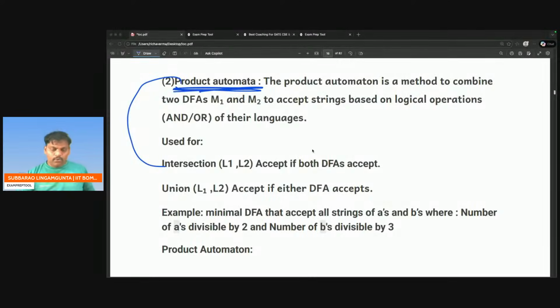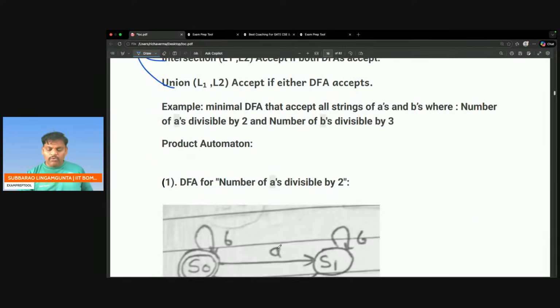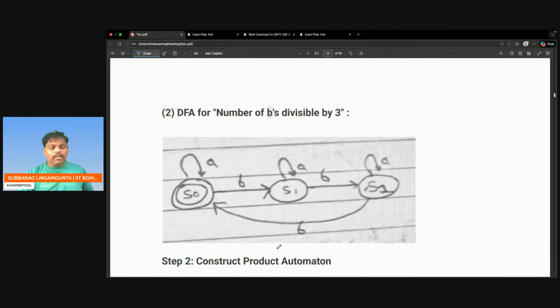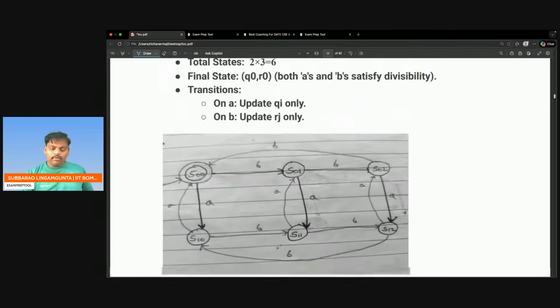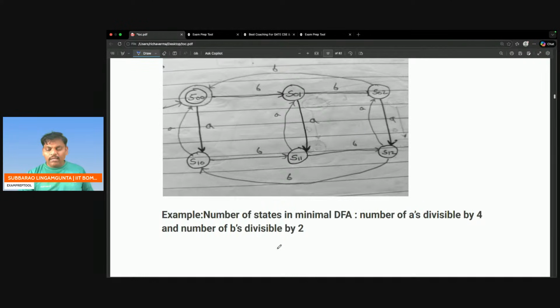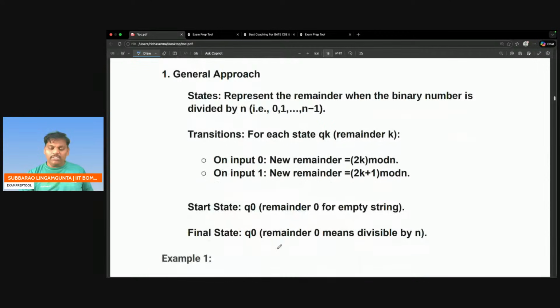Yes. So using a product machine, you can do intersection, you can do union also. Do individually first, then multiply. You know the total procedure; I don't want to say it once again here. So 2 into 3, 6 states. So you know product machines and all.